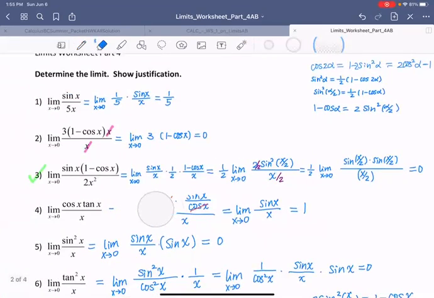Now let me call the next student. Since there's no volunteer, I'm going to call the student according to the order here. Claire.